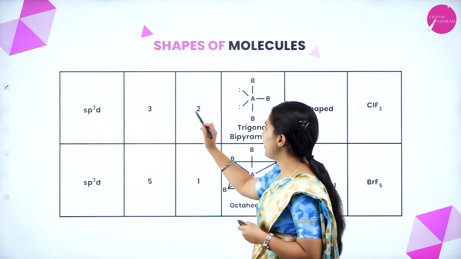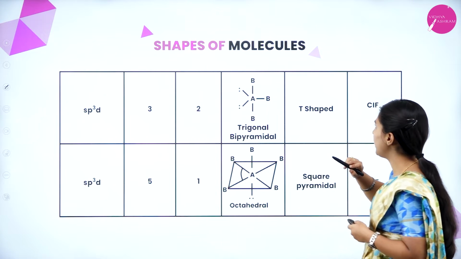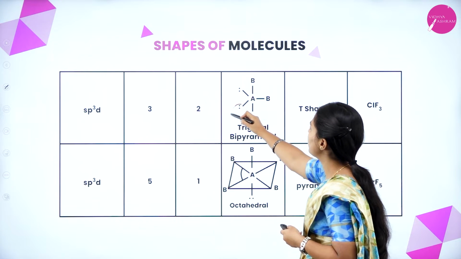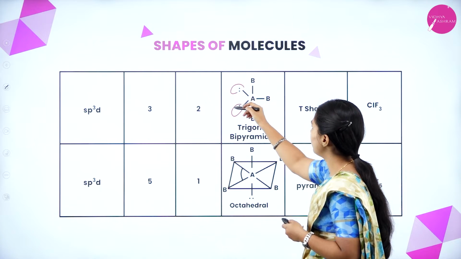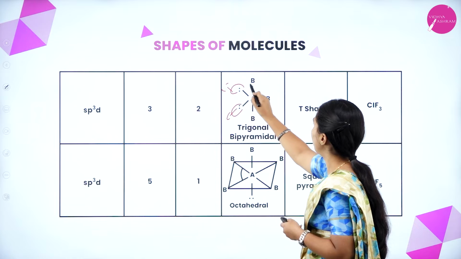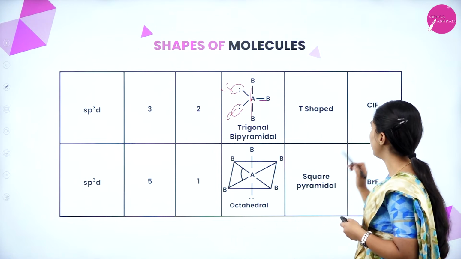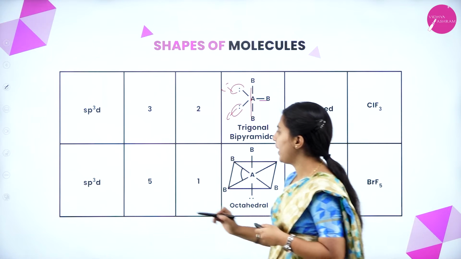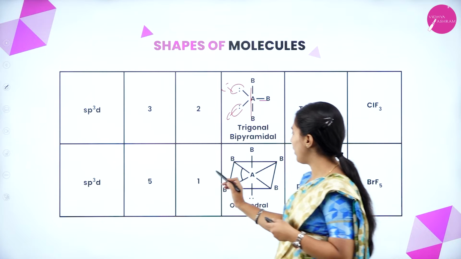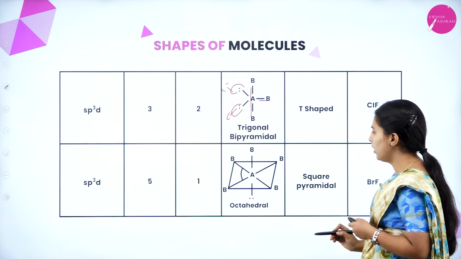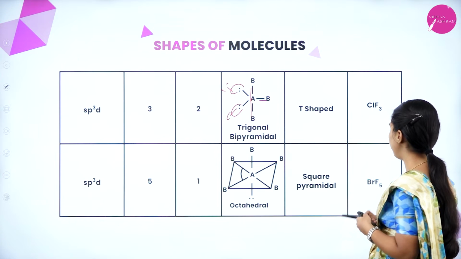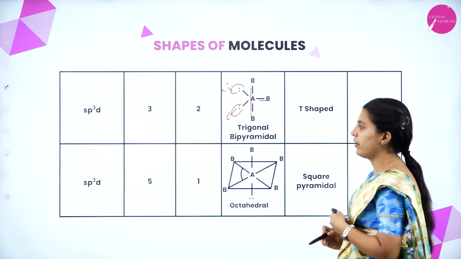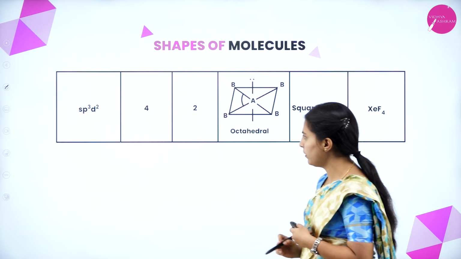sp3d, 3 bond pair, 2 lone pair, trigonal bipyramidal, but due to this repulsive nature it will form T shape. Okay, it will pull in this direction. What will form? It will form T-shaped, that is ClF3. sp3d, 5 bond pair, 1 lone pair. It will form octahedral normally. Due to this lone pair, square pyramidal will form, that is BrF5, that is bromine pentafluoride.